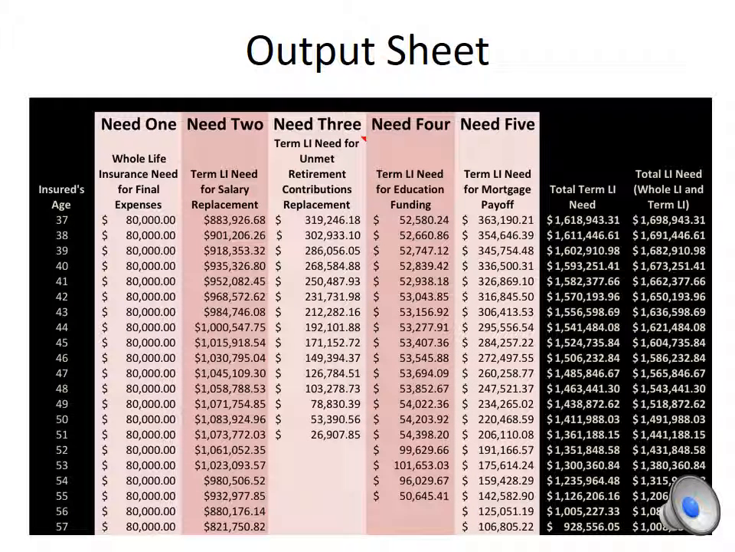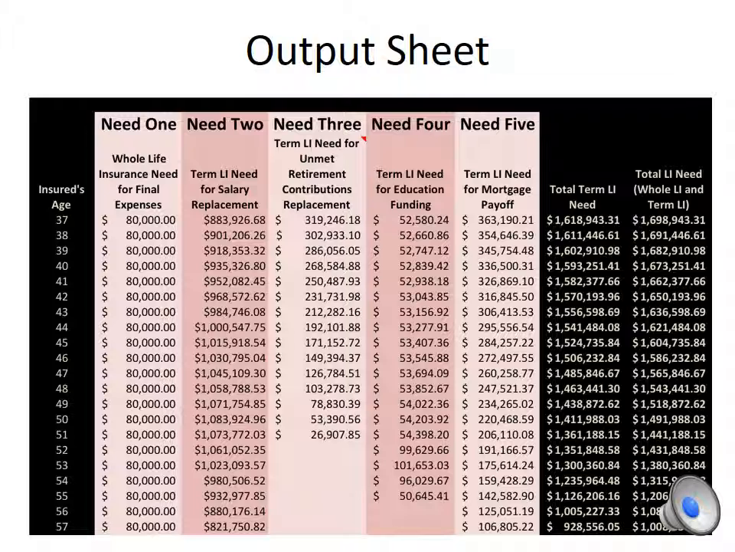This is an excerpt of the output sheet. It shows the life insurance need over the next 20 years. The first column is the insured's age. As she ages, the amount of life insurance required does change.